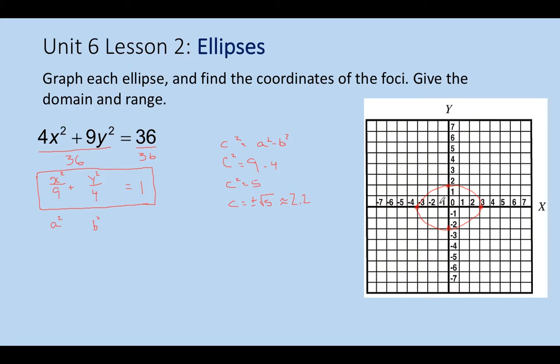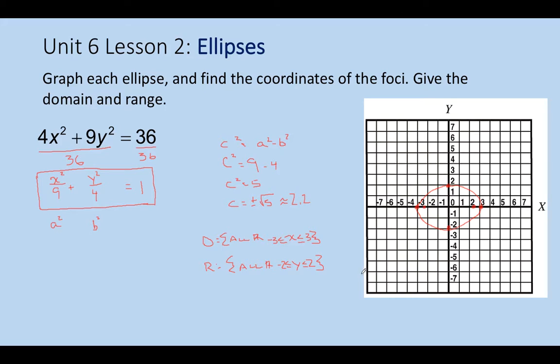And so our foci, of course, are going to be on the major axis. So we got our foci here at 2.2 and -2.2. All right, domain. We're going to say all real numbers, and then x would be in between -3 and +3. And then my range, well, we'll again say all real numbers. This time we go y, and we're in between -2 and +2.